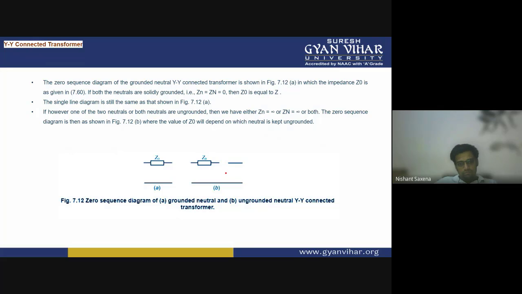Are you getting this? That means this is the case where the secondary side is ungrounded and the primary side is grounded. And if both the primary and secondary sides are not grounded, then this will also be open circuited, like the secondary one. The primary side will also be open circuited. I hope this is clear to you.